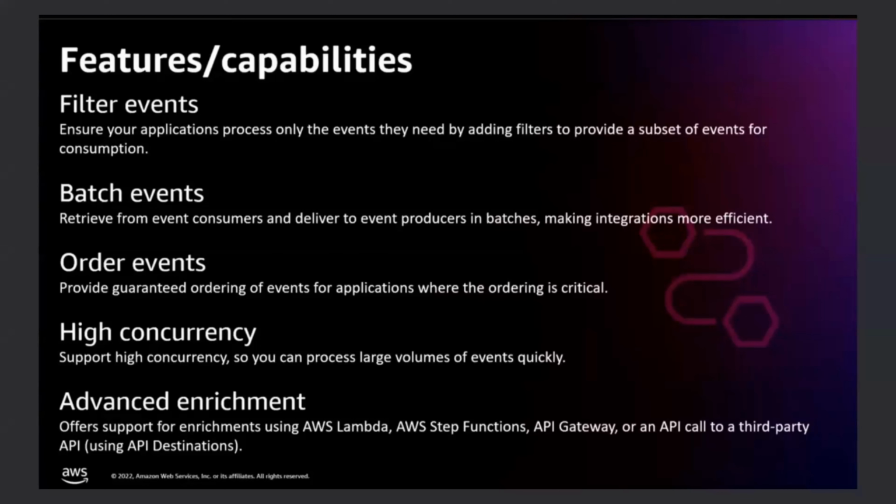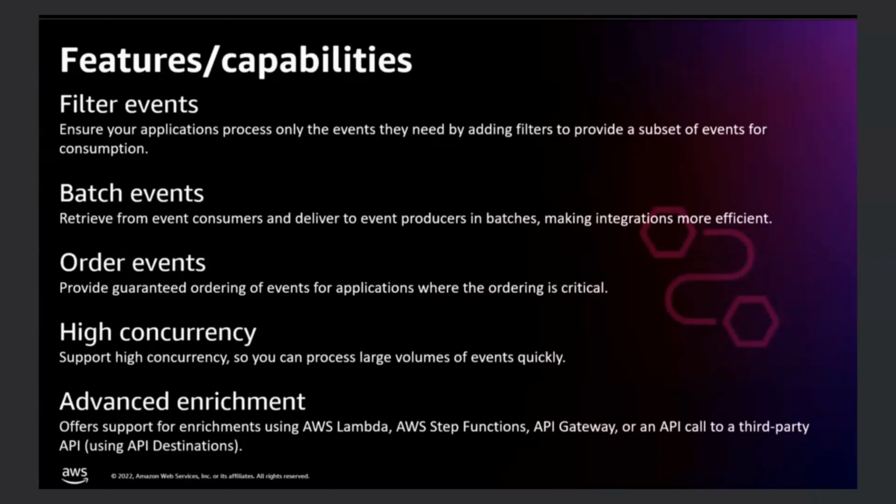You can provide guaranteed ordering of events for applications where the ordering is critical. Pipes will maintain the order of events from the source to the target, ensuring that your application receives events in the correct sequence. You can support high concurrency, so you can process large volumes of events quickly. Pipes handles up to 10,000 concurrent invocations per pipe, scaling up and down automatically based on demand.